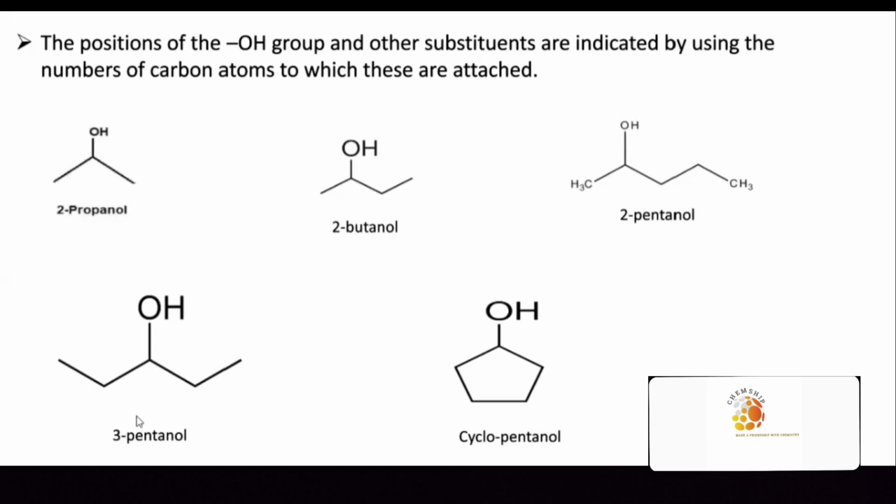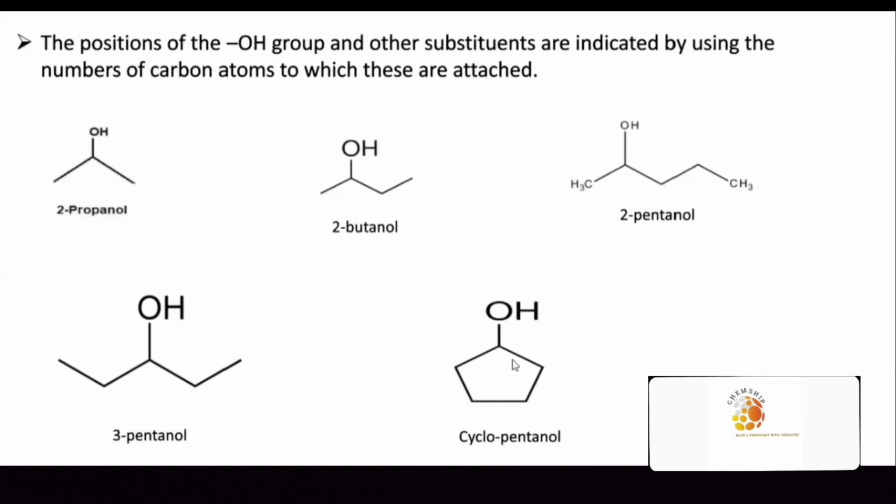So the parent chain name is pentane, that is fixed, plus the position of OH, that is 3, plus the functional group is OH, so the suffix name is ol. So in final, pentane plus position of OH is 3 plus ol. The name of this compound is pentane-3-ol or 3-pentanol.